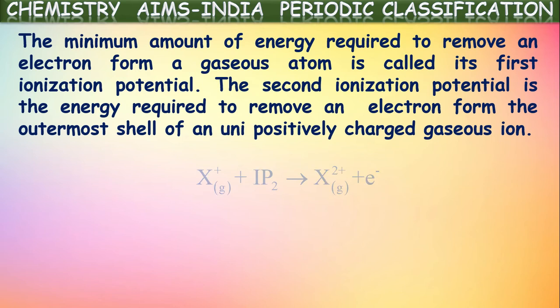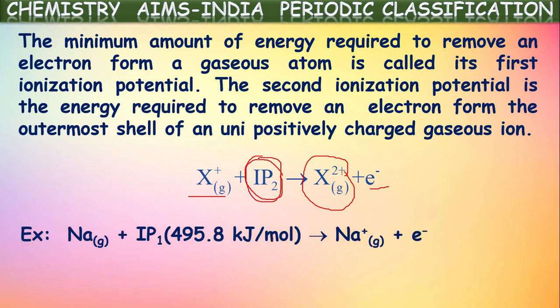Got it? So it can be expressed like the second ionization potential. Already that neutral atom has been converted into a unipositive ion by the removal of an electron. This X plus represents a unipositive ion. Further, if a certain amount of energy is supplied, then it will lose one more electron and form a dipositive ion. The amount of energy required by the unipositive ion for the removal of the second electron is called second ionization potential or second ionization energy. Okay.